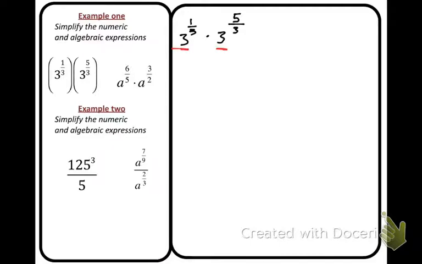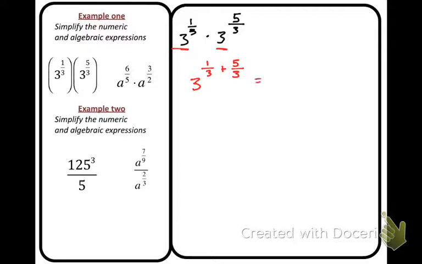Our bases are 3. So now the rule is when our bases are the same and we're multiplying, because we're multiplying this 1/3 by this 5/3, we rewrite it as an addition problem. So we're going to have 3 to the 1/3 power plus 5/3. We're just adding the exponents. Remember, when you're multiplying like bases, you add the exponents.